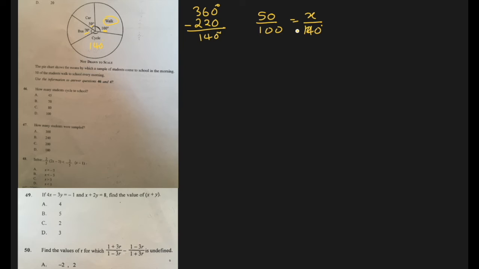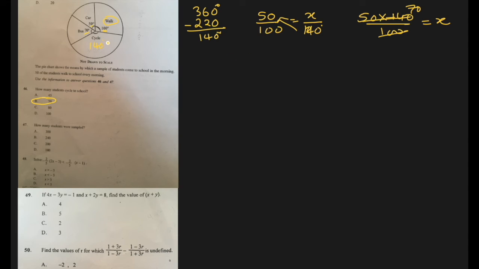That's it. Cross multiply. So 50 times 140 divided by 100 is equal to x. 7000 divided by 100 will be 70. That makes sense, right? 100 degrees is 50, so 140 degrees will be 70. How many students were sampled in total?